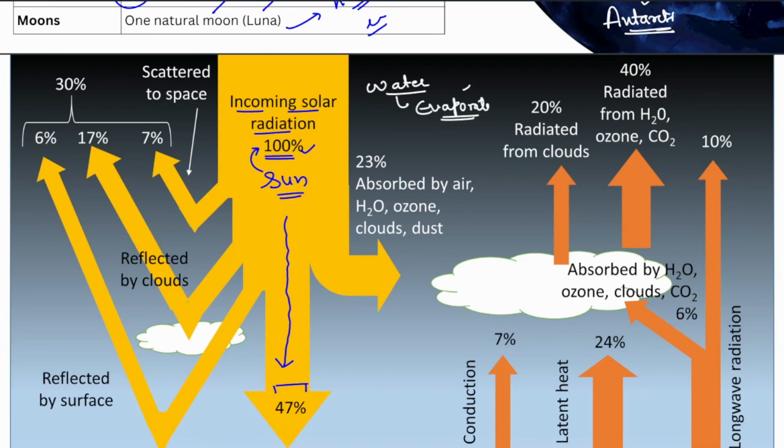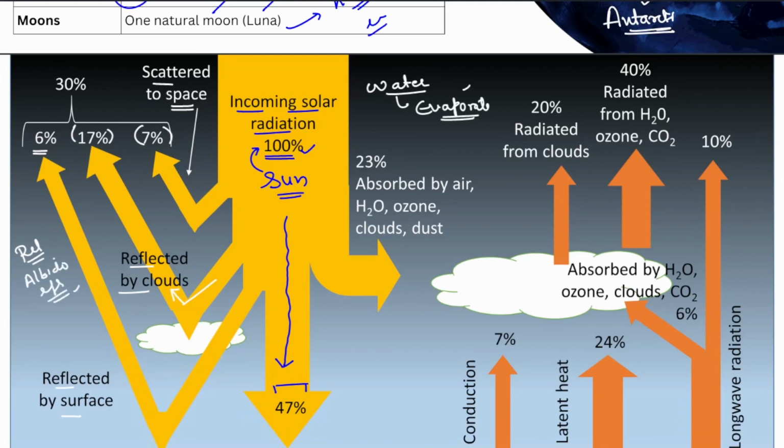Now, what happens to the second part is that some of it is reflected or scattered. Some never reaches the earth, it is scattered to space. That is a very low portion, 7% only. Some is reflected by the clouds itself. It comes and never reaches the earth. That is 17%. And 6% is reflected by the surface, because the surface of the earth is also a little bit reflective. There is also the albedo effect.